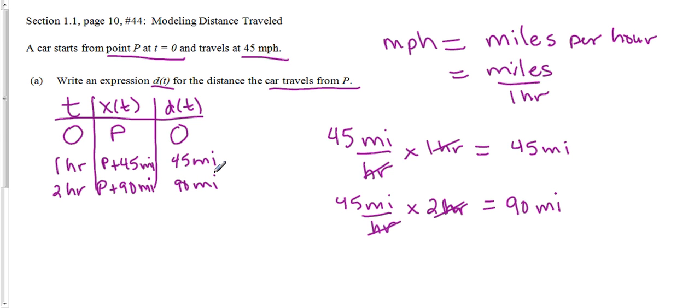All right, so we have 3 data points here. What do you think the equation for d of t is going to look like? Do you think it's going to be a linear function, a line? Why or why not?